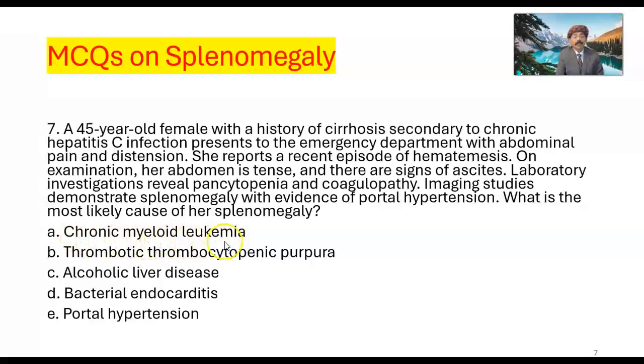A. Chronic myeloid leukemia. B. Thrombotic thrombocytopenic purpura. C. Alcoholic liver disease. D. Bacterial endocarditis. E. Portal hypertension. Okay. Answer is E. Portal hypertension.